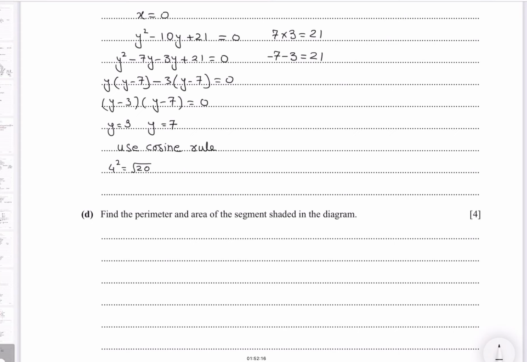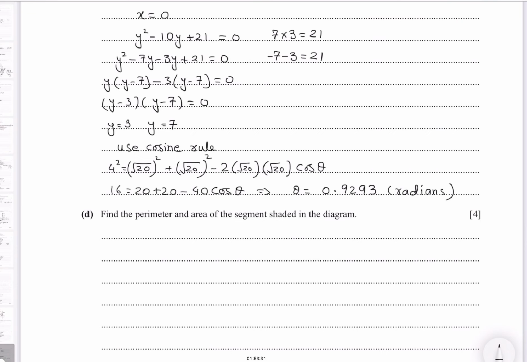You now use the cosine rule. So 4 square equals root 20 square plus root 20 square minus 2 into root 20 into root 20 cos of theta. From here, if you solve it, simplify it, your theta would be 0.9273 radians. Don't forget to turn your calculator into radians.